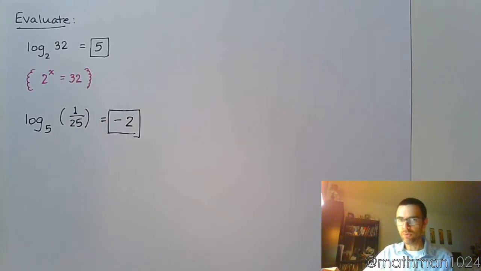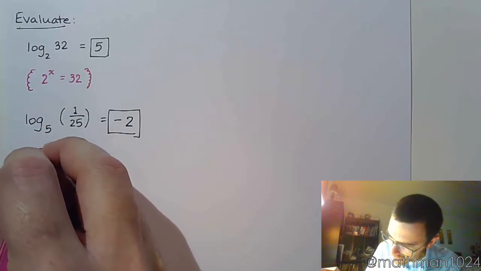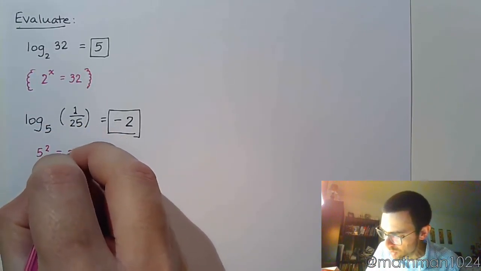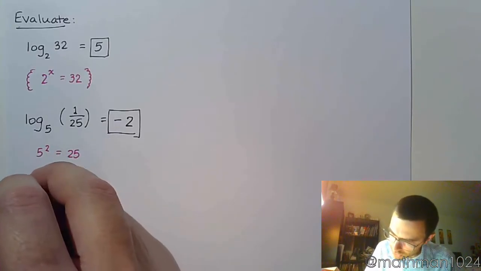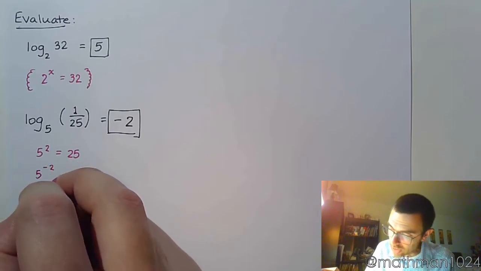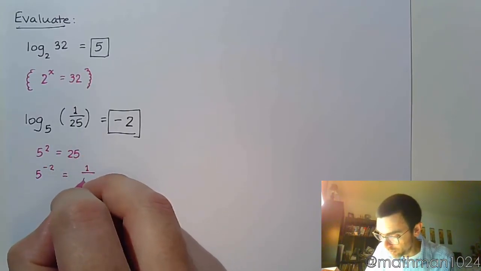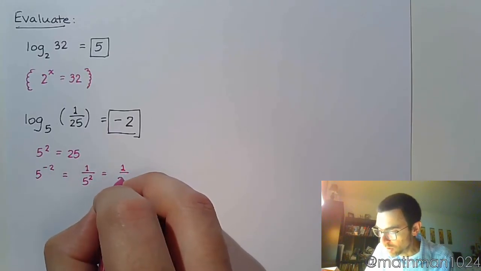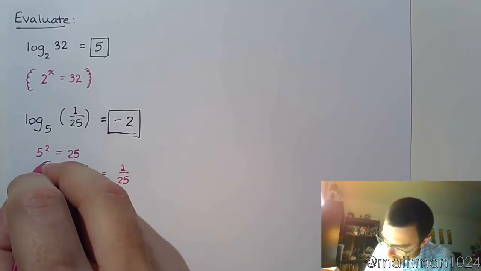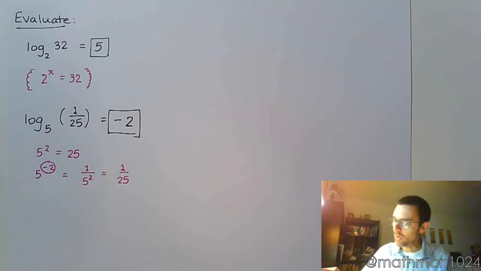So let's make sure we remember and we review how negative powers work. If I say 5 squared, that means 25. I'm supposed to get 1 over 25. So if you think about 5 to the negative second and how we work with negative powers, that means 1 over 5 squared, which becomes 1 over 25. So that's why negative 2 becomes the answer to this logarithm. All right?